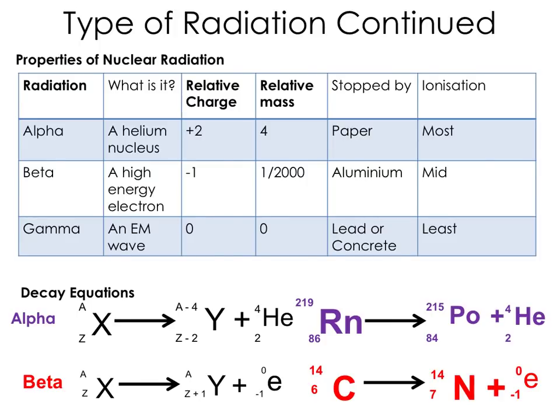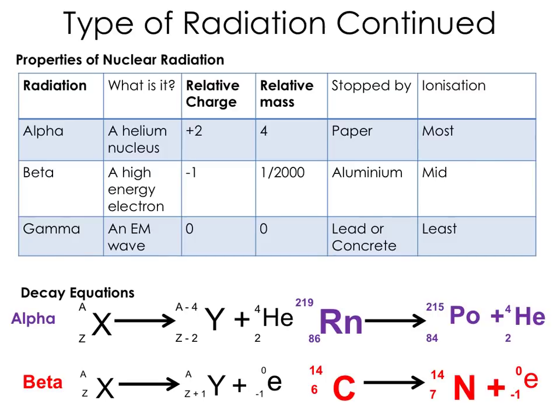To stop gamma, you need quite a lot of different things, and even lead and concrete don't absorb it completely. It's still got quite a lot of energy, so you can get through those. So it's very difficult to stop. It's very penetrating and can travel a few kilometres. And it obeys the inverse square law, which obviously means the further away you are from the substance that's radioactive, the less of the gamma radiation will reach you. It's the least ionising though.